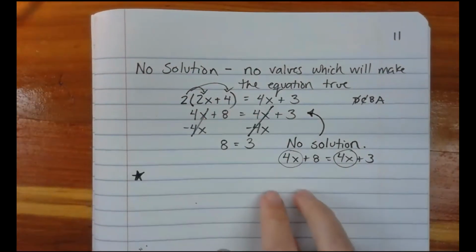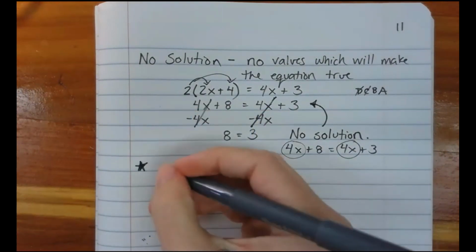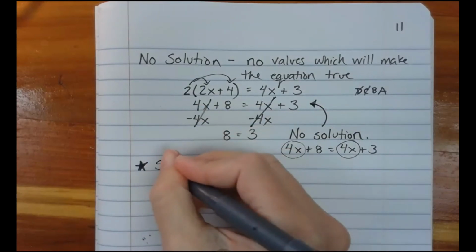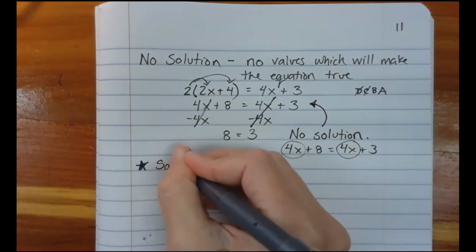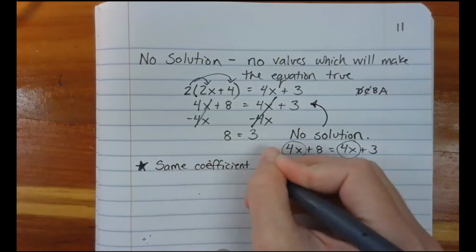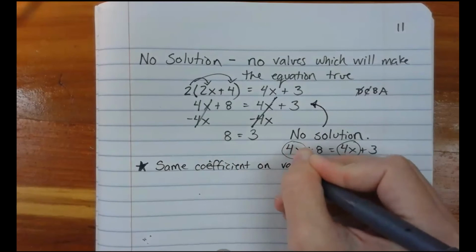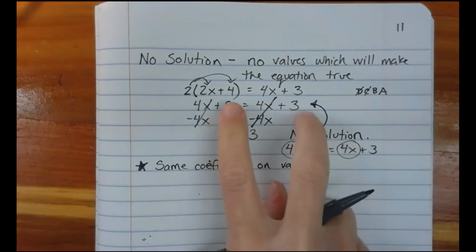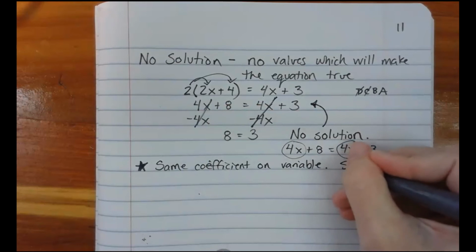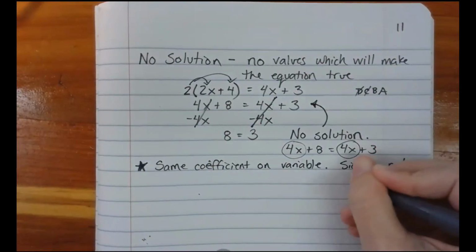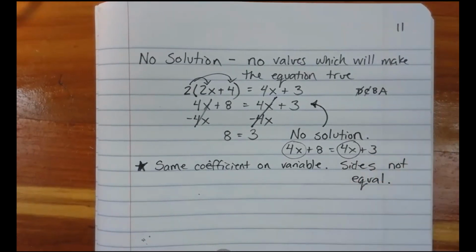Lastly, for no solution, notice we have the same coefficient on the variable. They were both 4s. But of course, the sides are not equal. One side we had an 8, one side we had a 3. So sides not equal. All right.